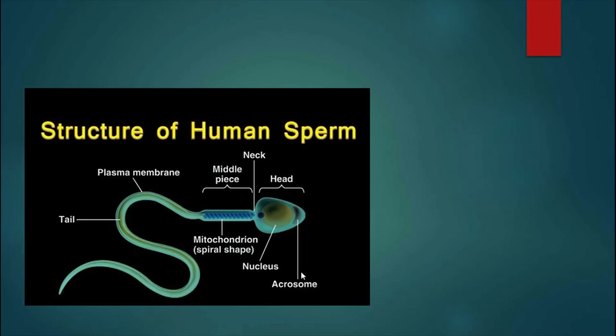Now let's look at the sperm cell, the sperm that is produced during spermatogenesis. We have the head here. This is the acrosome. We have the nucleus inside here. We have the neck, the middle piece which contains mitochondria, the plasma membrane and the tail.